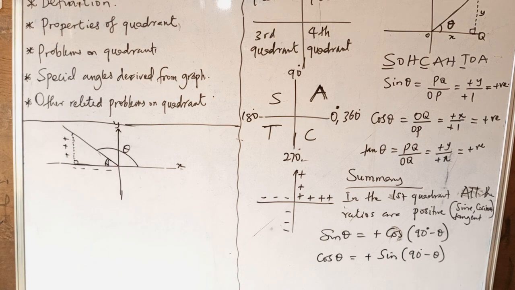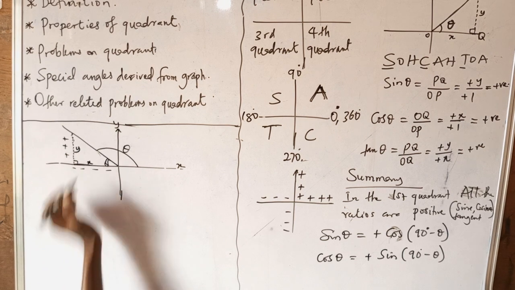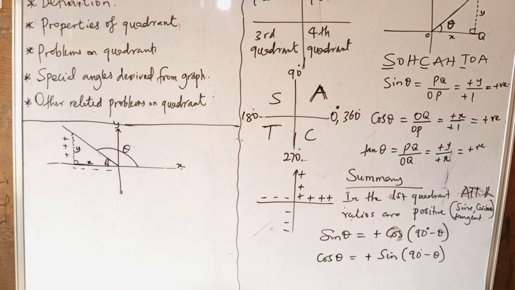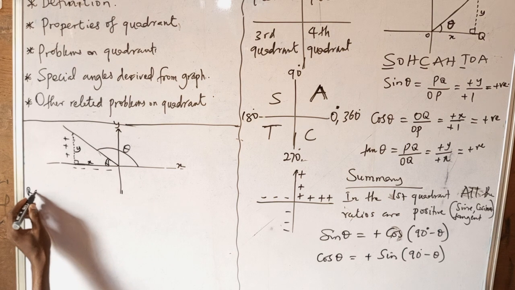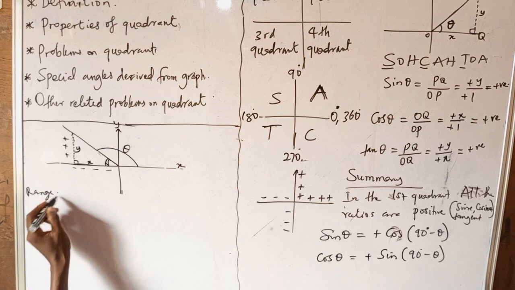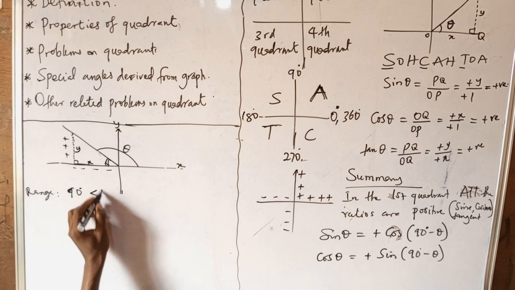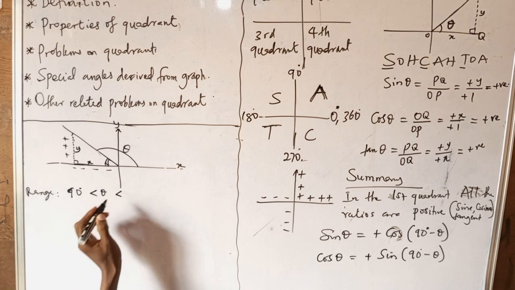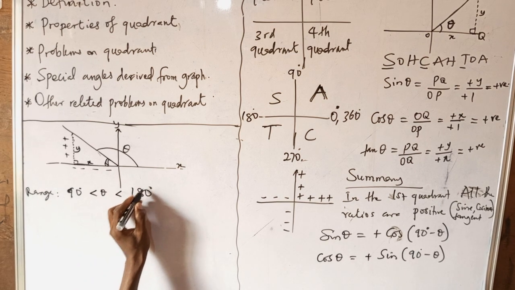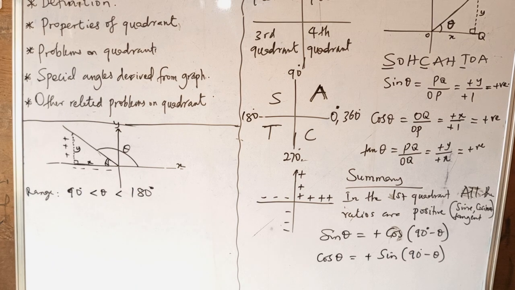So still using our x and y as reference points, this is my y, this is my x. So we are taking the three ratios. First the range: our range is that 90 degrees is less than theta, and theta is less than 180 degrees. So now what is the ratio?